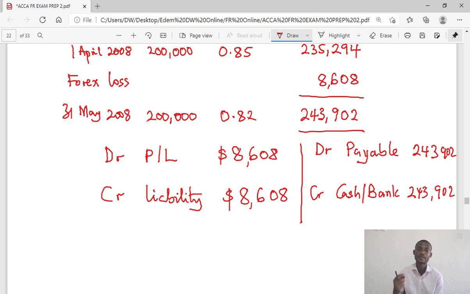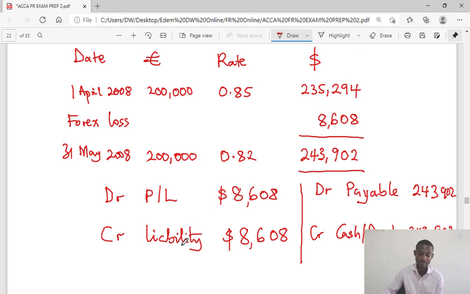So we are looking at monetary items. We translate and retranslate. Exchange differences arising will be reported in P&L. That's what the standard says, which is IAS 21.